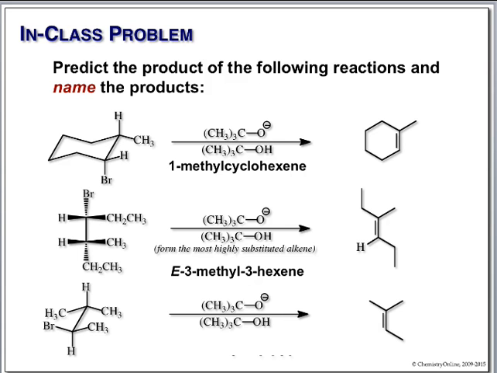And if we name this guy, we would let this be carbon 1 here. So this is going to be a 1, 2, 3, 4. It's a butene. It's a 2-methyl-2-butene.